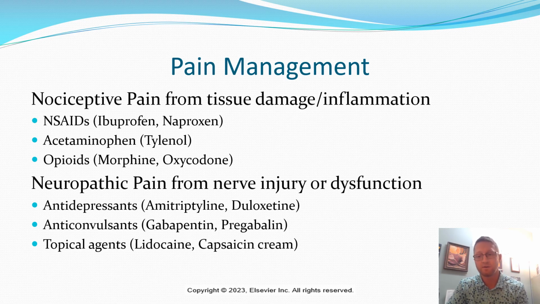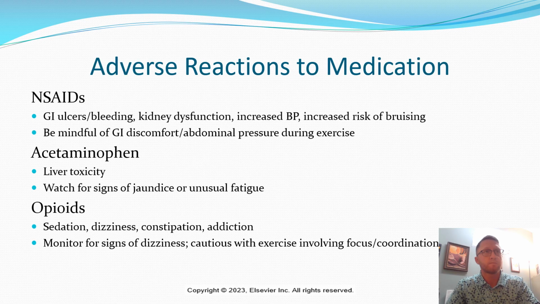A little bit different from what we're going to see in this next section here. So for somebody who's dealing with neuropathic pain, maybe from a nerve injury or some kind of dysfunction, they're going to be treated differently in that pharmacological sense. So they may be prescribed antidepressants, they may be prescribed anticonvulsants like gabapentin. That's probably one that you should highlight here, is this gabapentin. Or they may even use something like topical agents, something with lidocaine in it, something with capsaicin in it to help decrease that overall sensation of pain.